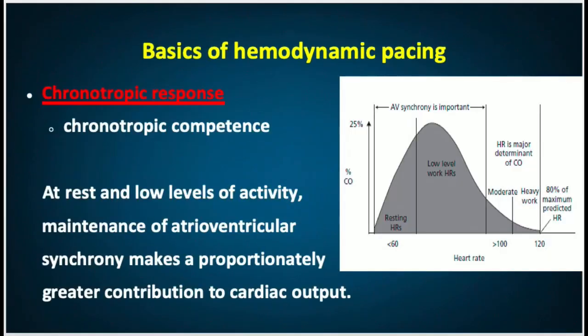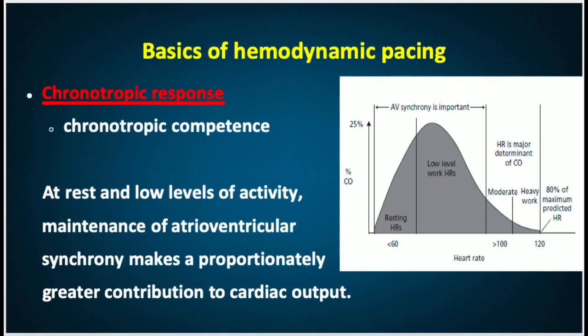The basics of hemodynamic pacing. Appropriate heart rate response during exercise, that is chronotropic competence, is the most important contributor to cardiac output, especially at moderate or extreme degrees of exercise. At rest and at low levels of activity, AV synchrony contributes significantly to achieving an appropriate cardiac output.